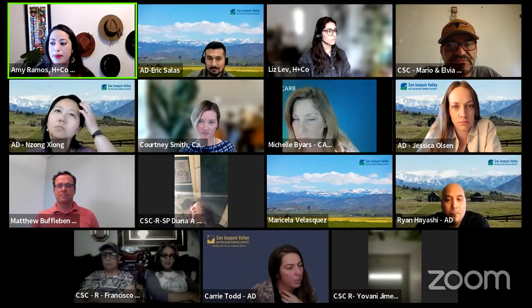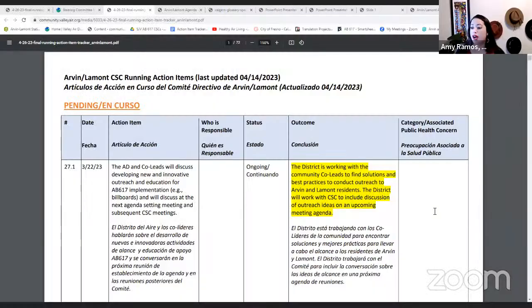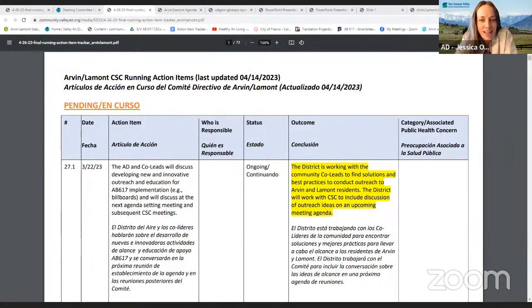So with that said, I'm going to pass it to Jessica to give us an overview of how we're doing on implementing some of these action items. Thank you, Dr. Ramos. So yes, as a reminder, many of the action items I'm talking about tonight, we had a very robust discussion on last meeting. So many of them are from just the last meeting we had.